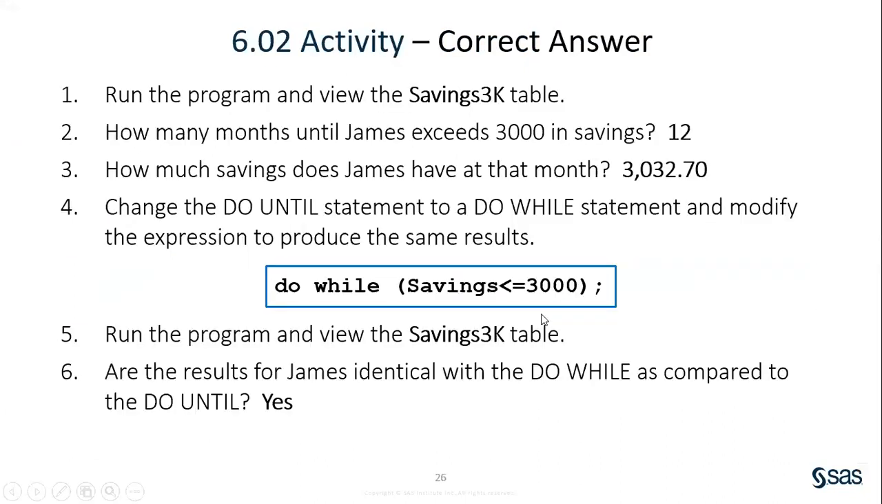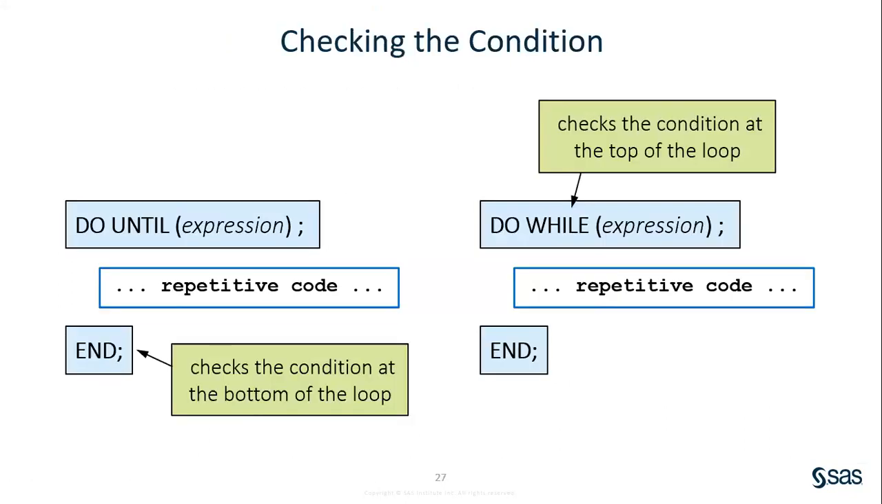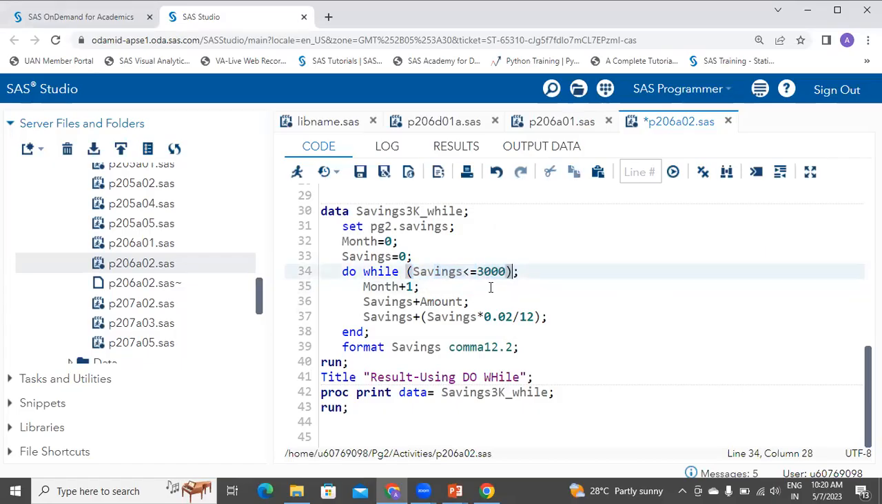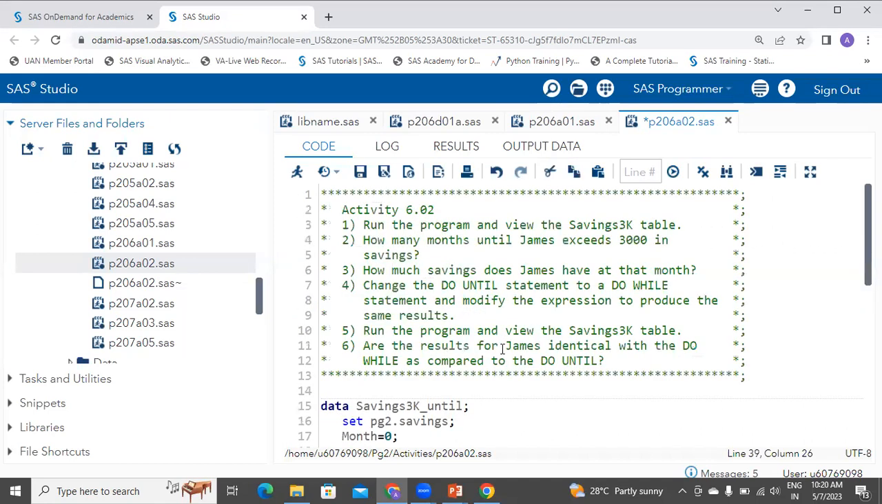Correct. So this is how we wrote the condition for do while. And yes, the result is identical for both do until and do while. So what while does is check the condition at the top of the loop, therefore we always write it as less than the target value. So it will check the value first. If it is less, then only it will enter the loop. Either way, if it finds that the current value of your savings has already exceeded 3000, then it will not enter the loop. So it's exactly opposite to do until.